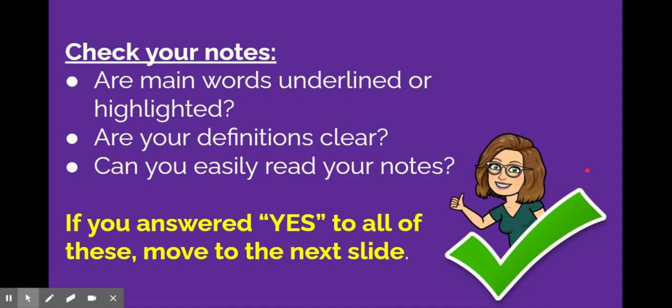All right, now check your notes. Are main words underlined or highlighted? If they're not, go back and do it. Get those notes nice and organized. Are your definitions clear? You didn't just take loose notes. You took the time to write out the full definition. Remember, you get to use your notes on your quizzes and tests with me.